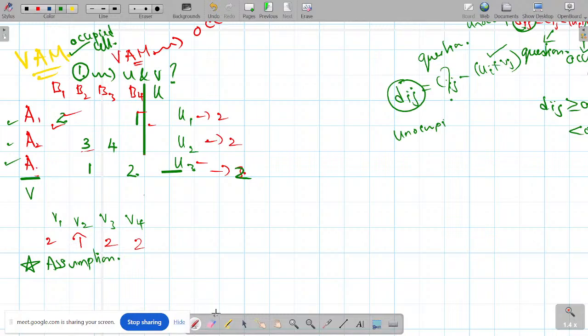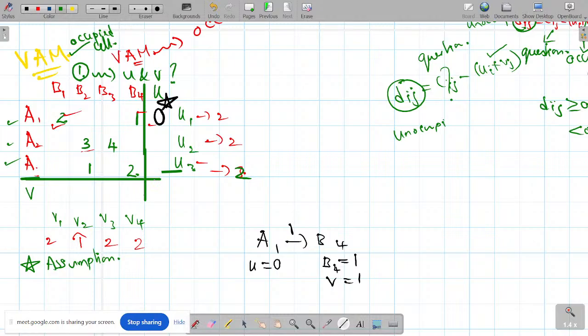For my assumption, I'm going to assume this value to be zero. I'll place a star mark. You can assume anything. I'm assuming this value to be zero. And we have already discussed that A1 to B4, the cost is 1 rupee. U is the cost borne by A, which is 0 rupees, so B4 has to bear how much? 1 rupee, right? So the V value is going to be 1. So this value I can write as 1.